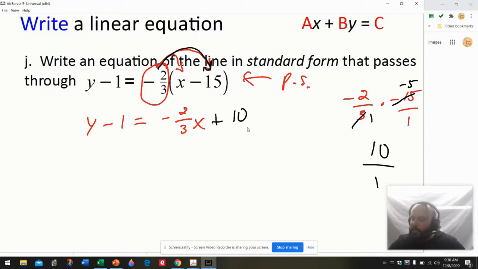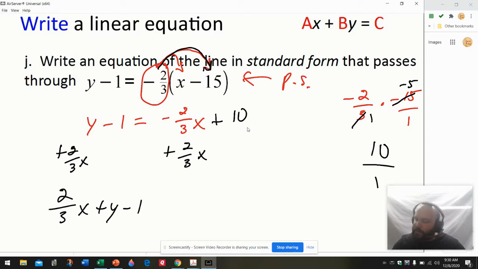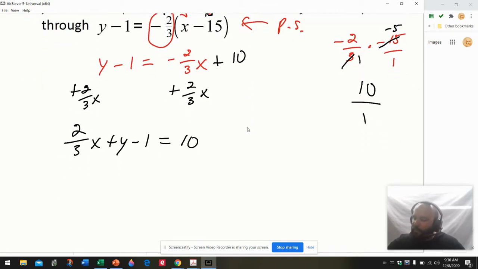Okay, now there's a couple more things we need to do. First, we need to move the x term over. So I'm going to add 2/3 x to both sides. And by doing that, I end up getting 2/3 x plus y minus 1 equals 10. I need to get rid of that 1 that's on the left-hand side by adding 1 to both sides. Okay, so when I do that, I get 2/3 x plus y equals 11.